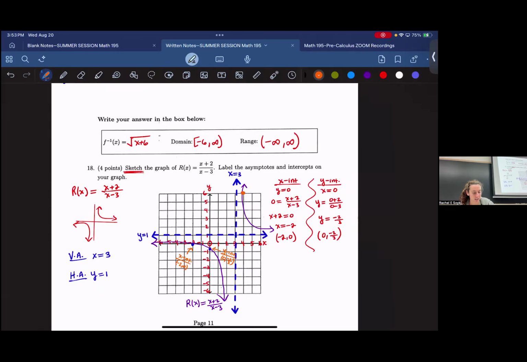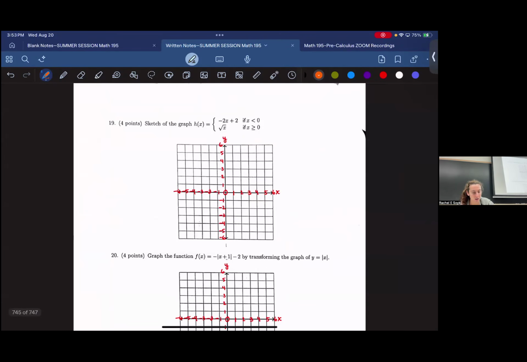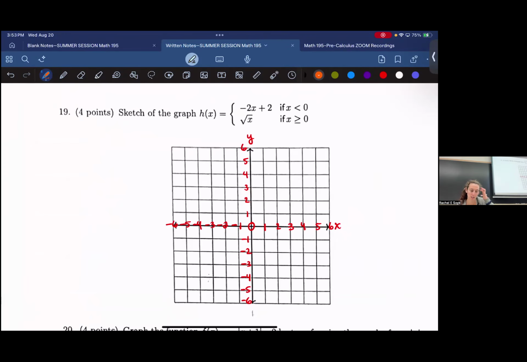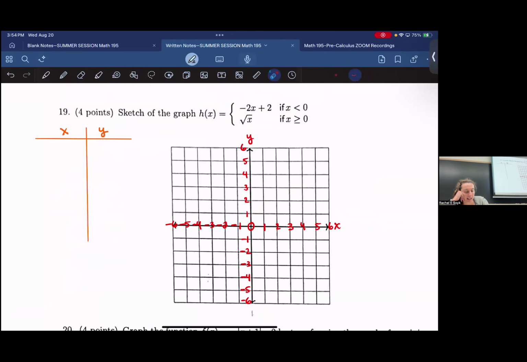All right. Let's move on to page 12, question 19. We're dealing with a piecewise function here, and we have a linear function and a root. Remember that square root of x looks something like this. And this linear function has a negative slope and a y-intercept of 2. What I personally think you should do anytime you're dealing with piecewise is create a table and choose good values.